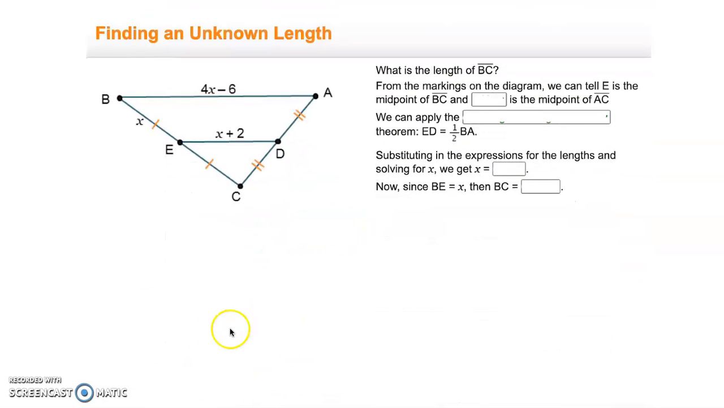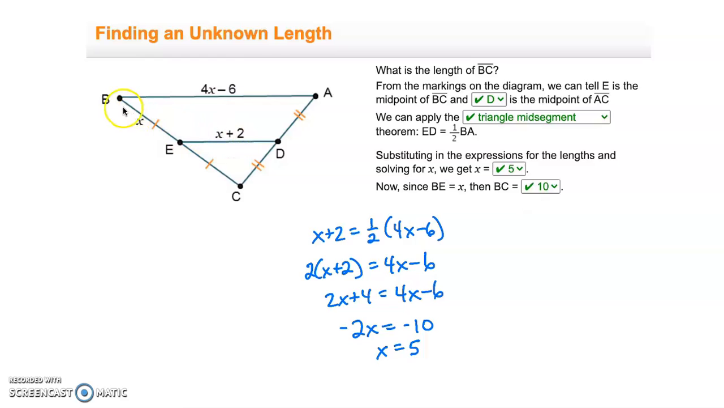Okay, pause the video and see if you can figure this one out. So by what's marked here, we can tell that D is the midpoint of AC because we have these congruency marks. And then we can apply the triangle mid-segment because this is a mid-segment. So we know that ED is 1/2 of BA. And then we just solve x plus 2 is 1/2 of 4x minus 6. We get x equals 5. Now because x equals 5, BC, this length right here, is 5 plus 5, so the whole length is 10.